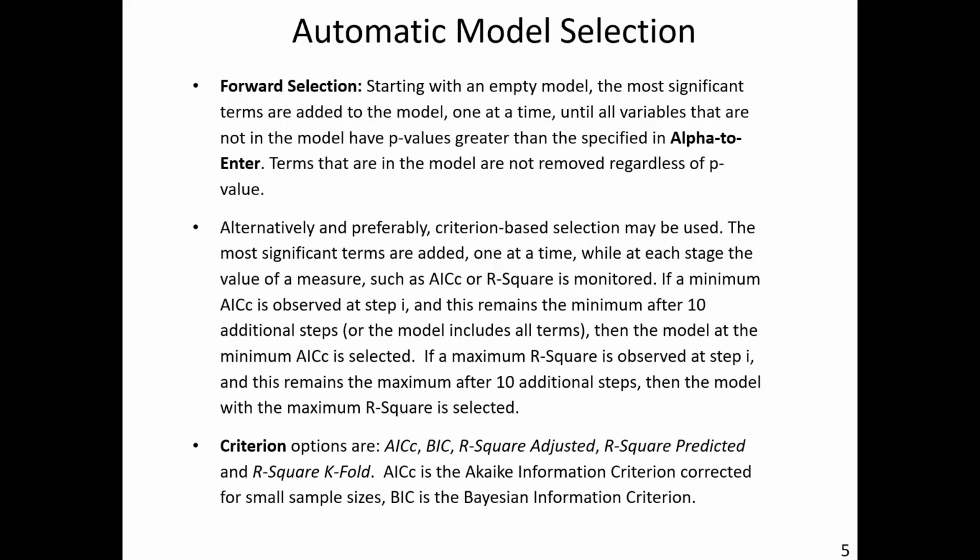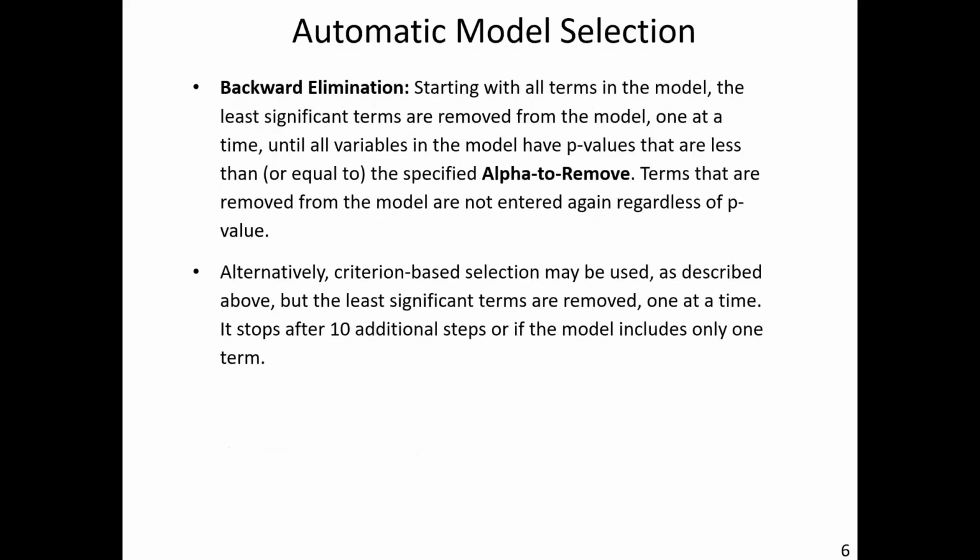So these we talked about in the first webinar. So AICC, Akaike information criteria corrected, and BIC is the Bayesian information criterion. So you have all these options available to you as the criterion options for forward selection.